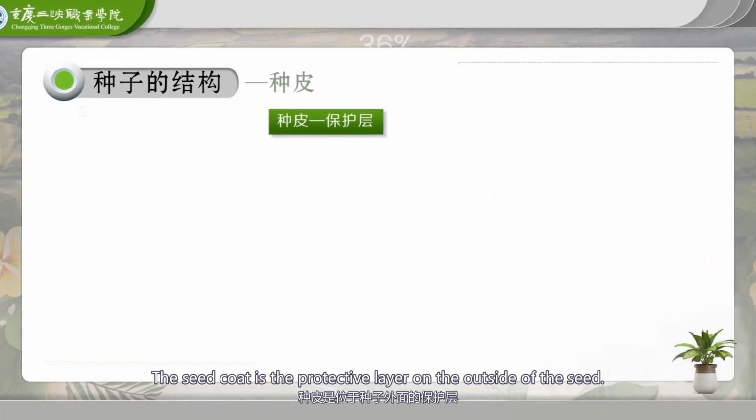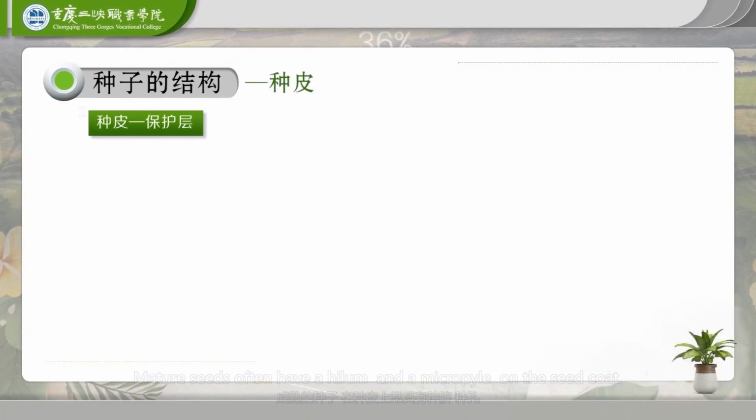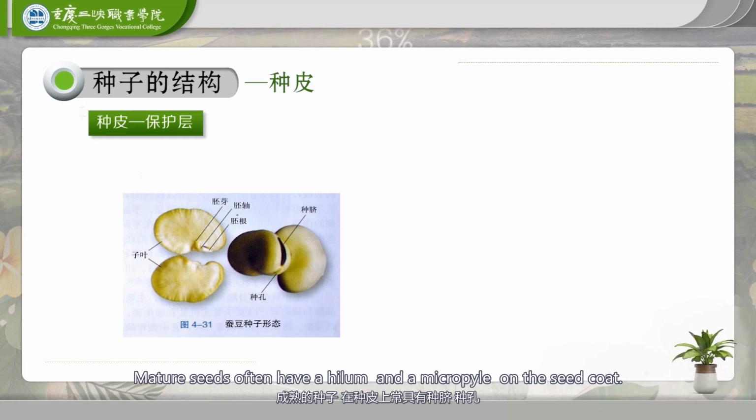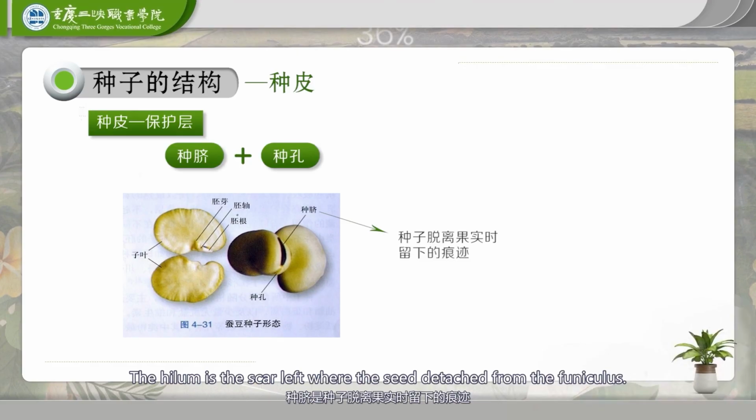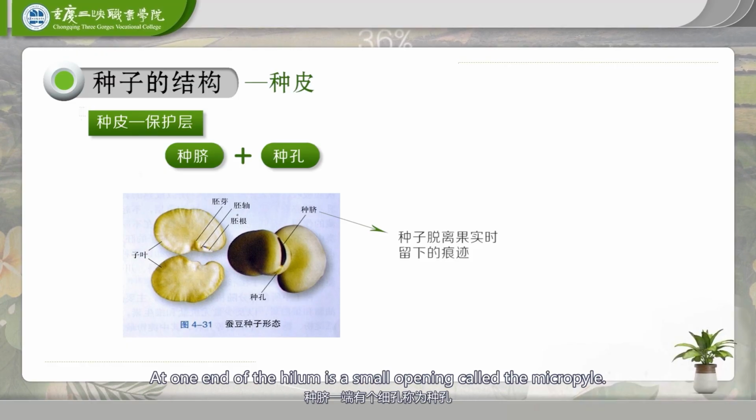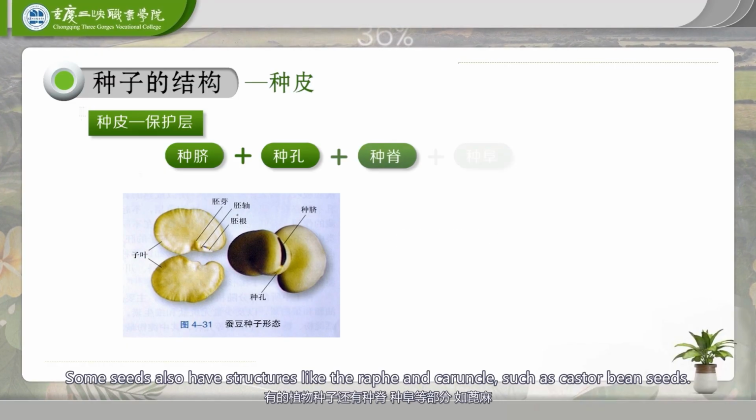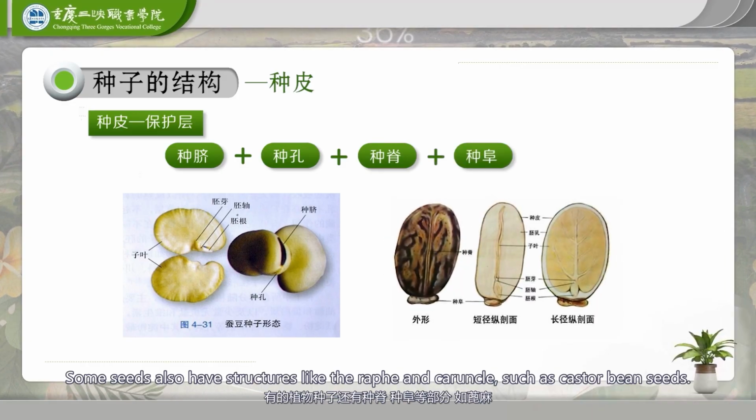The seed coat is the protective layer on the outside of the seed. Mature seeds often have a hilum and a micropyle on the seed coat. The hilum is the scar left where the seed detached from the funiculus. At one end of the hilum is a small opening called the micropyle. Some seeds also have structures like the raphe and carbuncle, such as castor bean seeds.